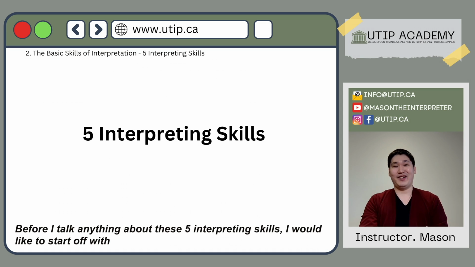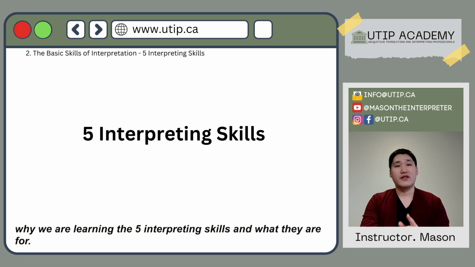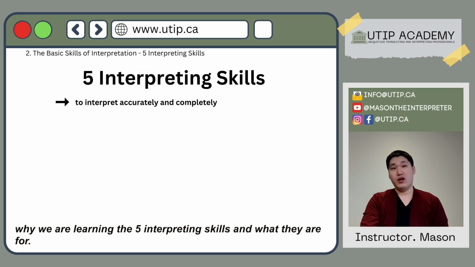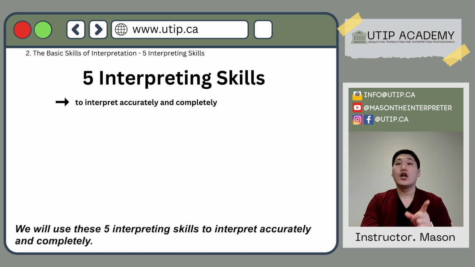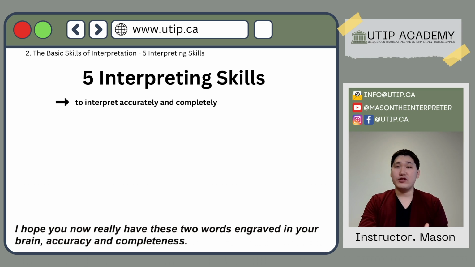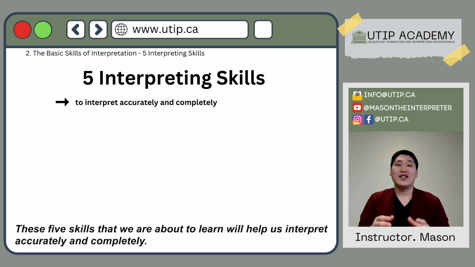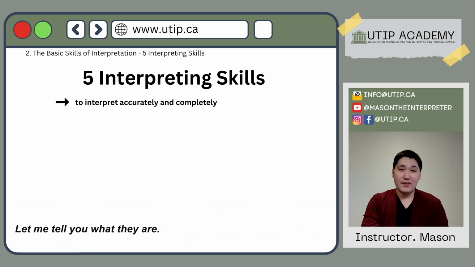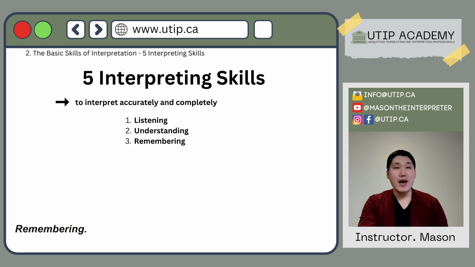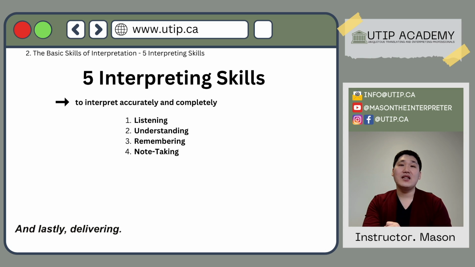Before I talk anything about these 5 interpreting skills, I would like to start off with why we are learning the 5 interpreting skills and what they are for. We will use these 5 interpreting skills to interpret accurately and completely. I hope you now really have these 2 words engraved in your brain, accuracy and completeness. It is in our code of ethics, it's our responsibility as a conduit. These 5 skills that we are about to learn will help us interpret accurately and completely. Let me tell you what they are. First, listening, understanding, remembering, note-taking, and lastly, delivering.